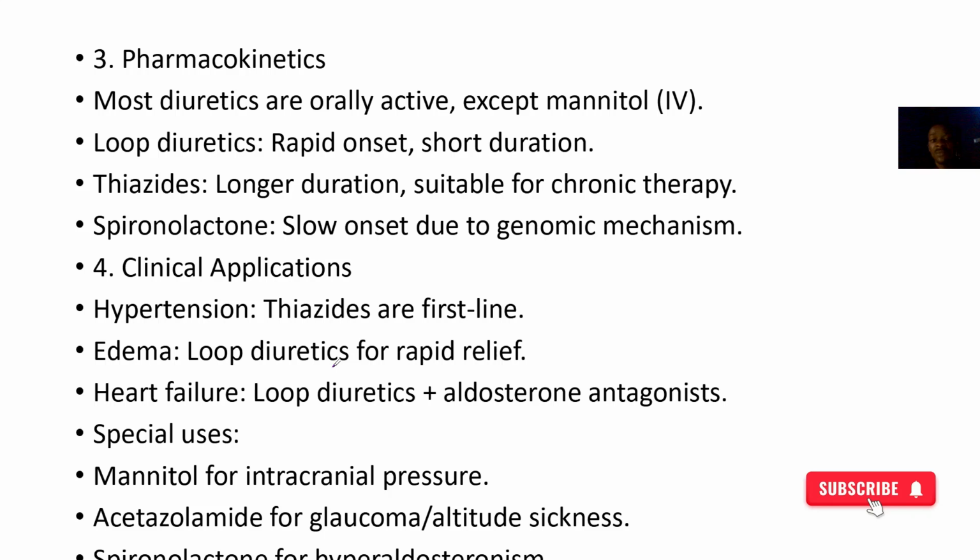Their general pharmacokinetics is that most of them are orally active. They give it through the mouth, you understand? They are mainly used in treating hypertension, edema, and heart failure, of course. Is the edema coming from heart failure, you understand? Then special cases: mannitol is used for intracranial pressure, acetazolamide for glaucoma and altitude sickness, and spironolactone for what? Hyperaldosteronism.